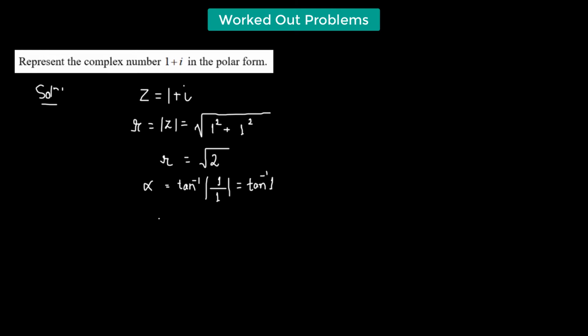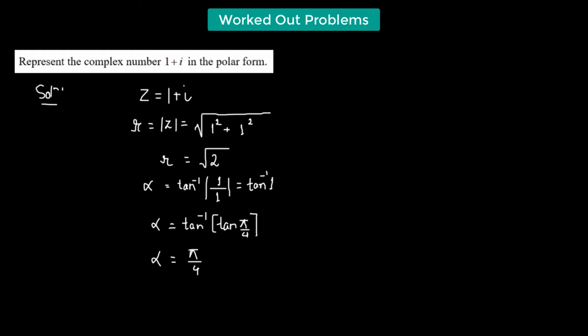Now we know that the value of 1 is actually computed from tan pi by 4. So tan 45 degrees gives us 1. So what we did, we just replaced 1 by tan pi by 4. So that gives us the alpha value equal to pi over 4.